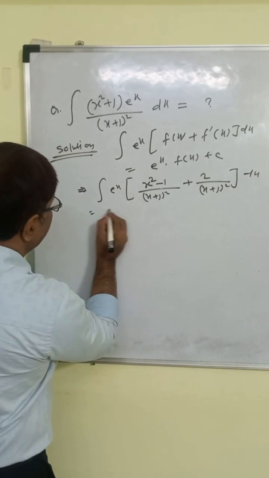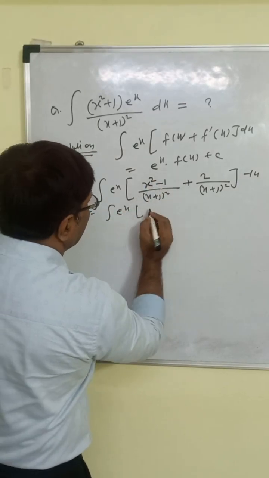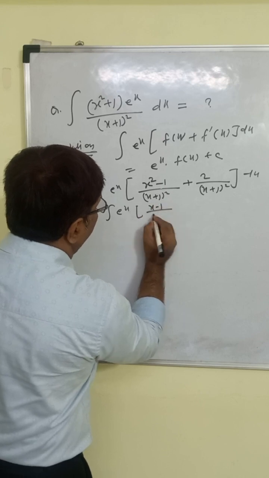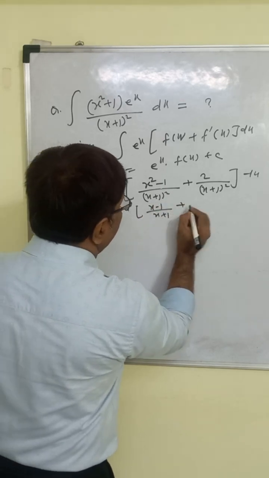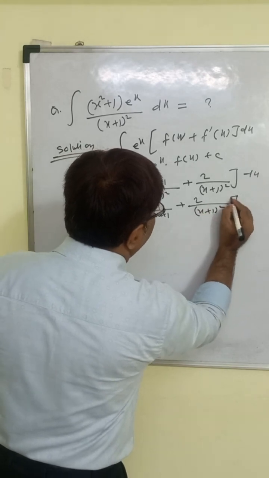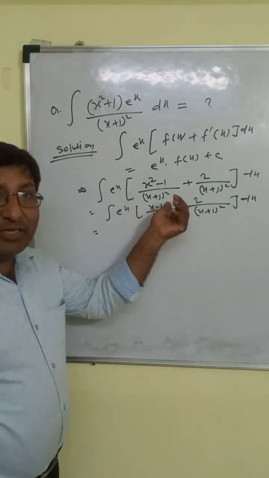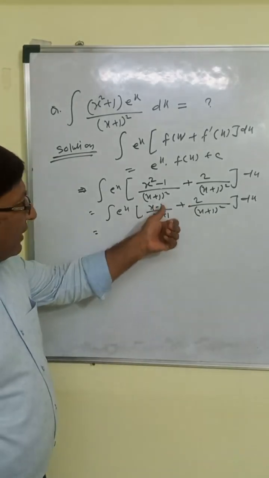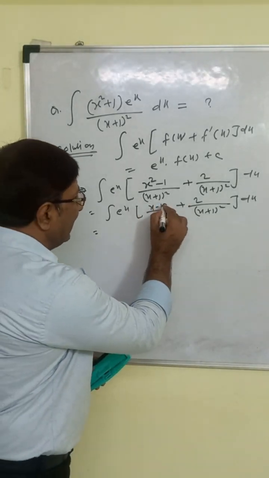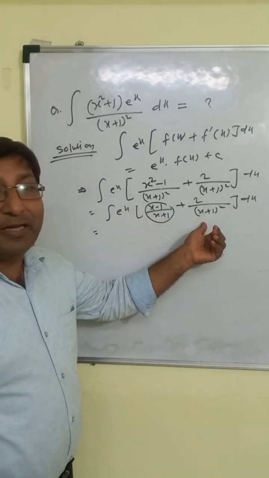So we can write this as e^x into x plus 1 times x minus 1, so x minus 1 upon x plus 1, and plus 2 upon x plus 1 whole square dx. So when you see that, it is the derivative of x minus 1 upon x plus 1. So what is the derivative of this function? You will get 2 upon x plus 1 square.